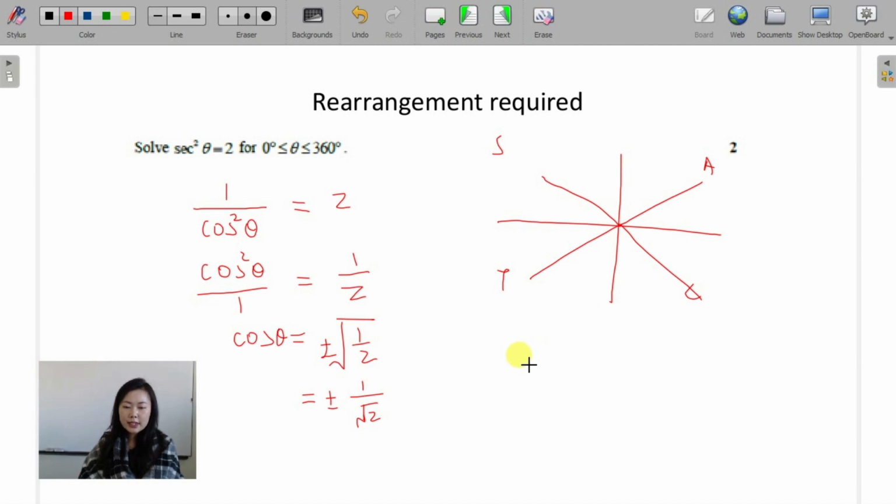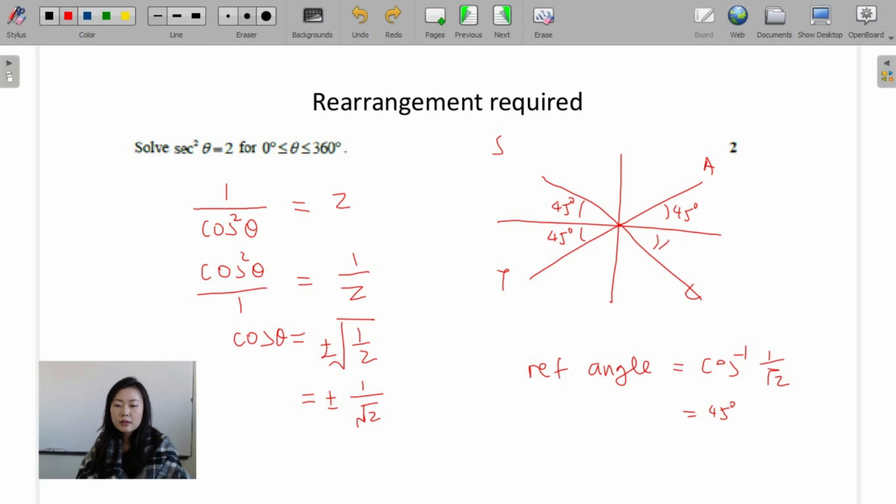All right, so the reference angle. What is that? It's actually the same as the question before. Inverse cos 1 on root 2, which should be 45 degrees. All right, so that's 45. Okay, and then you just work it out.